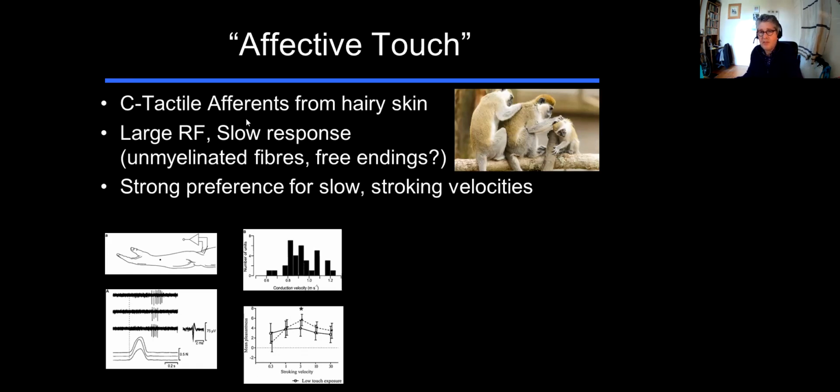These are probably very important for social and affective touch. They're probably less important for perception, and you only find them in your hairy skin. You don't find them in the fingertips. So you don't use these when you're typing, but you do use them when you're cuddling somebody. Okay.